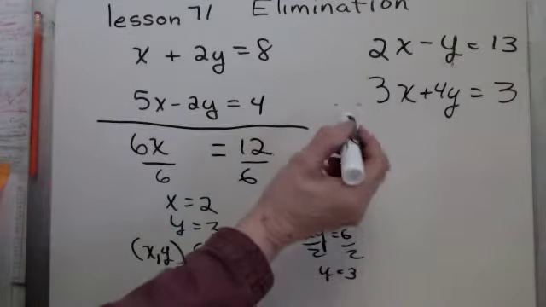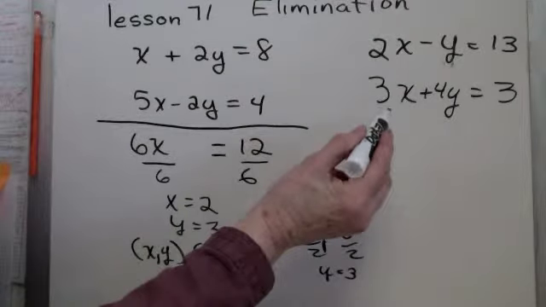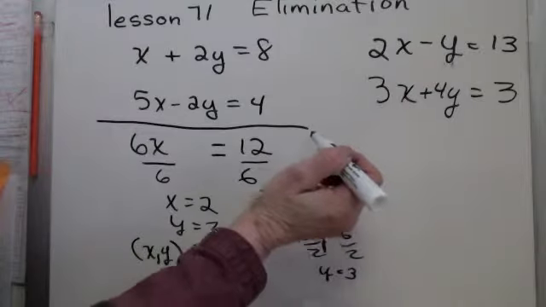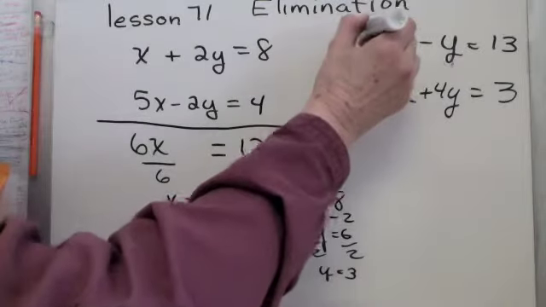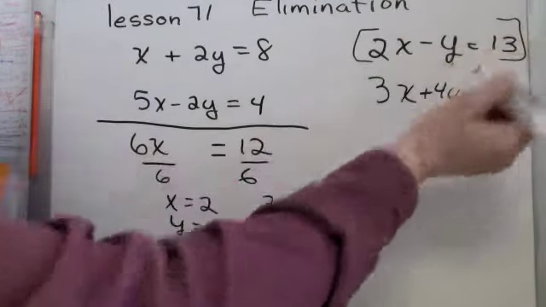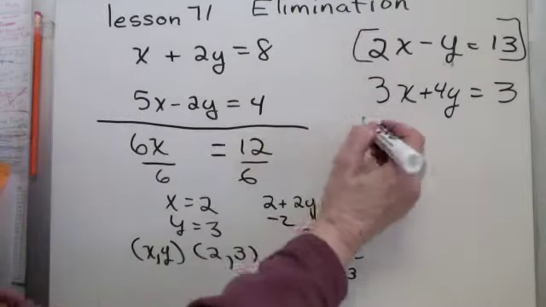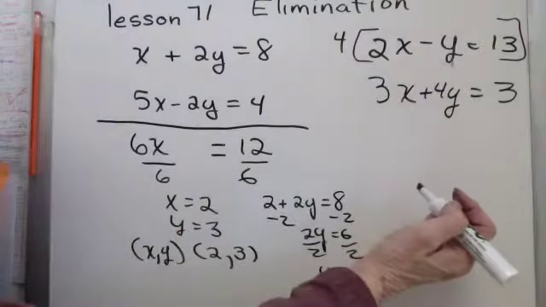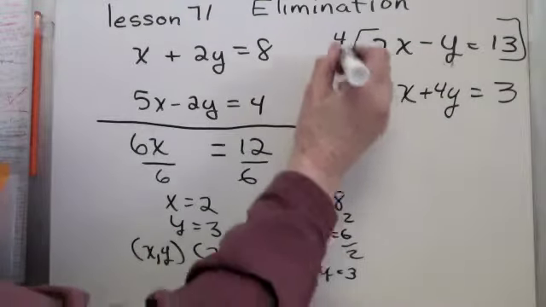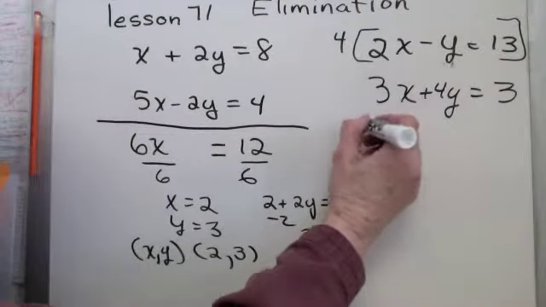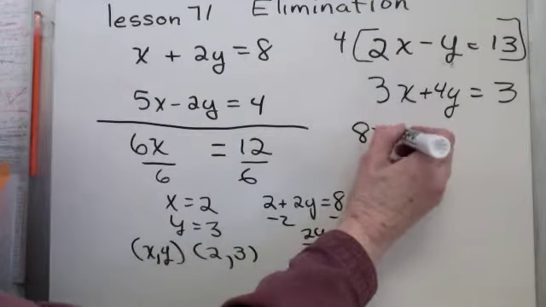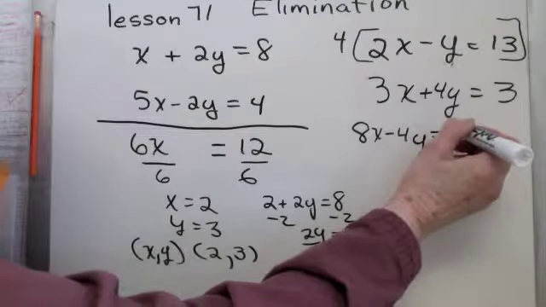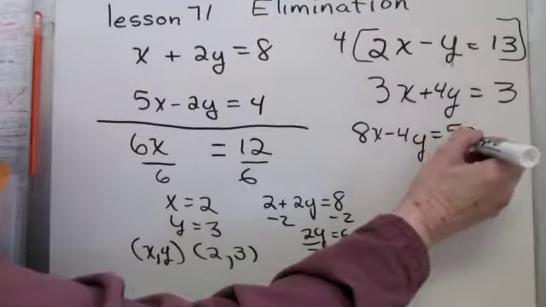Now, the tricky part here is if I add these two together, what happens? Nothing disappears. Oh boy. So that means I have to take one of the equations and multiply it by something. In this case, I'm going to multiply by 4. Then the y's will disappear. So if I multiply that first equation by 4, I get 8x minus 4y equals 4 times 13, 52.